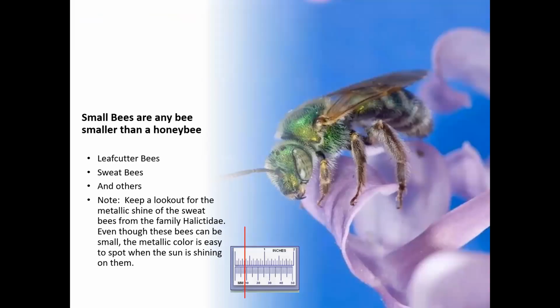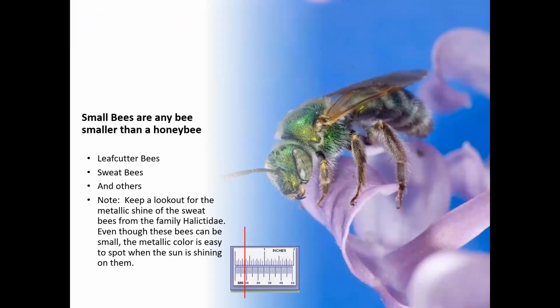So small bees, in this case, for the pollinator census, are any bee that's going to be smaller than a honeybee. So these are sweat bees, essentially. They're going to be your metallic. A lot of times they're green. They might be blue. Sometimes you'll see them a golden color, but those are all going to be small bees. We're not interested in teasing them out to species. We just label them all as small bees.